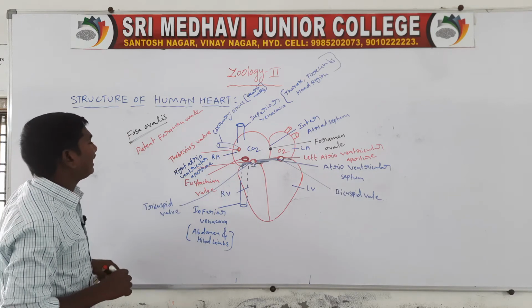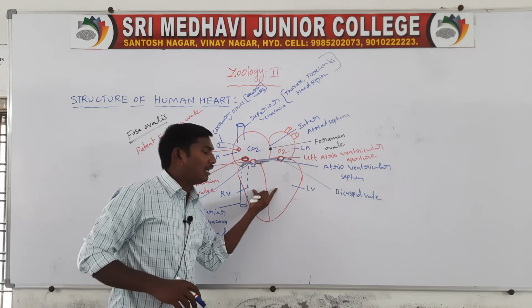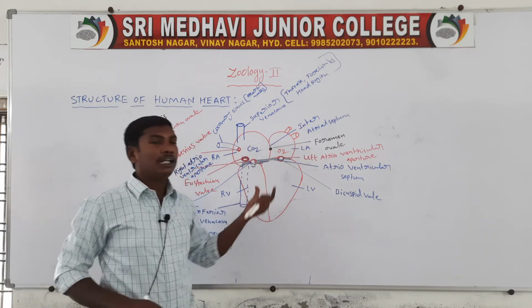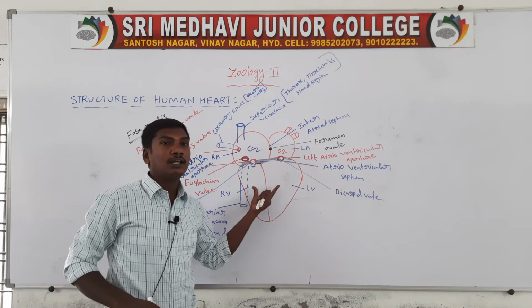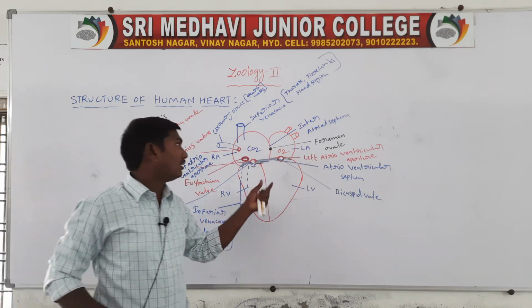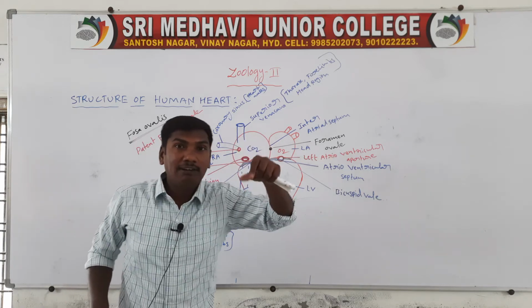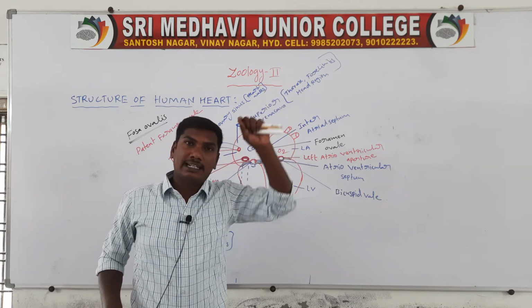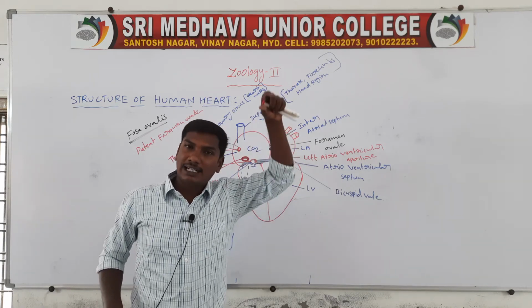Next one, ventricles. Atria are completed. Atria are the thin walled blood receiving chambers.